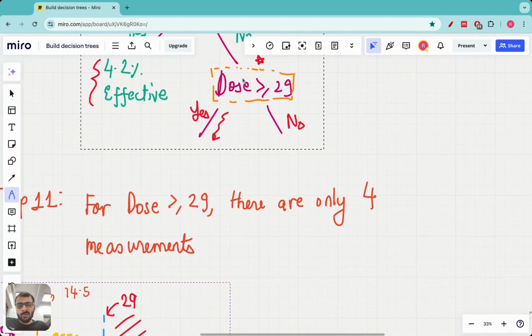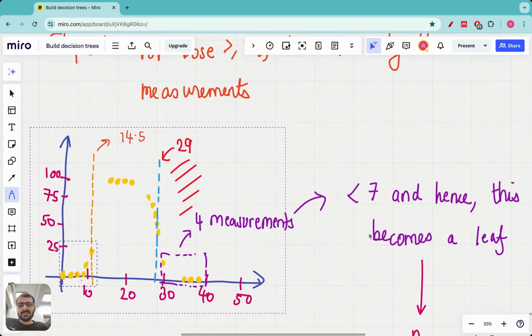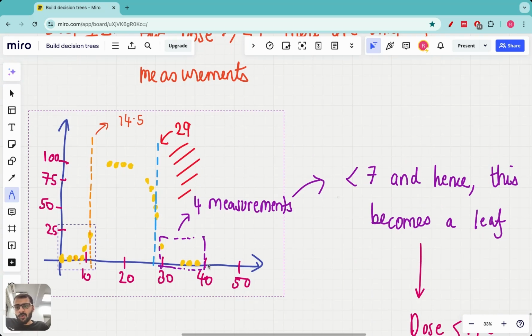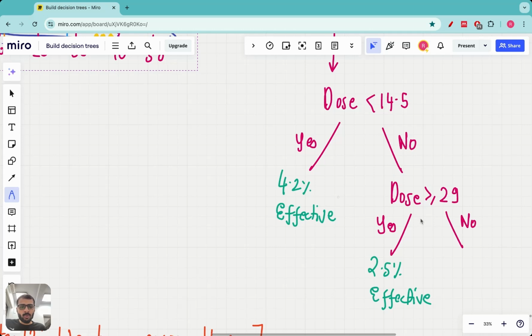So dose greater than or equal to 29, when we go to the yes side, we will not be splitting it further because there are only four measurements here, and so this becomes a leaf. And what is the answer over here? The answer is basically we just have to take the average of these four measurements. So we will take the average of these four measurements and find the effectiveness value, and that turns out to be 2.5% effective, and that's the result. If dose is greater than or equal to 29 and we move along this side of the decision tree, the answer is 2.5% effective.